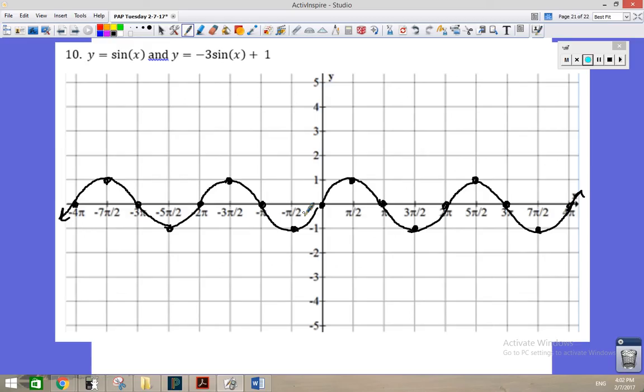Alright, so the negative sign is going to reflect it. The 3 is going to stretch it. I can do both of those transformations at the same time. I can reflect it across the x-axis. So what was up is now going to be down at -1. But then when you multiply it by 3, it's going to be down at -3.